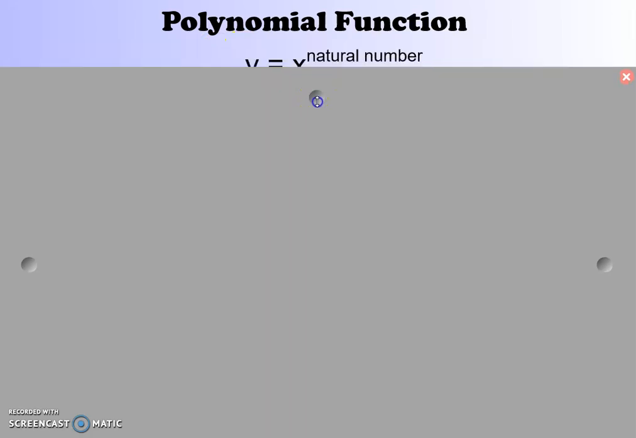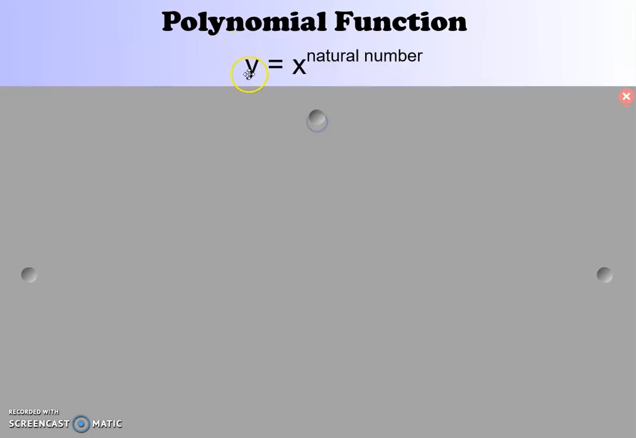So before we get started, I guess we should define what a polynomial function is. A polynomial function is any function that is written where your variable of x, your domain, is raised to a natural number. Now remember, the natural numbers are the counting numbers, so they're not fractions, they're not negatives, starting with 1. So 1, 2, 3, 4, 5, 6. And of course they can be in a whole string of terms.